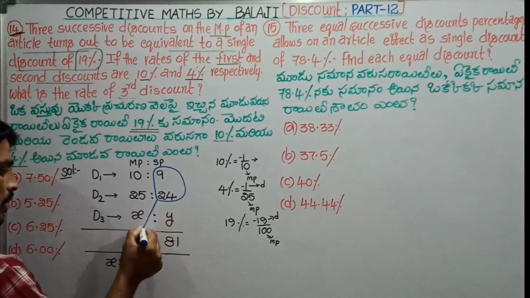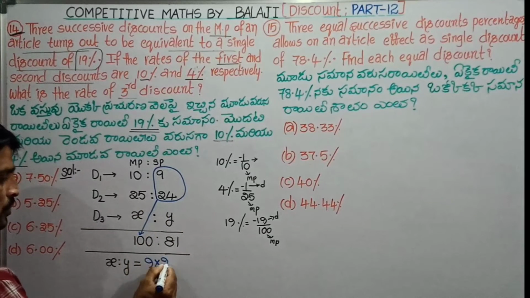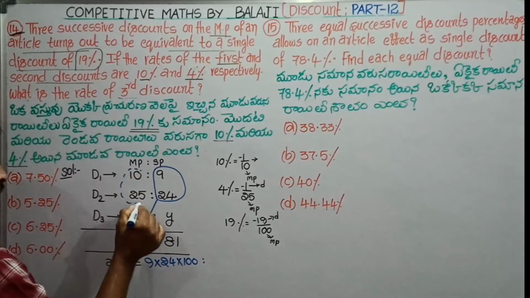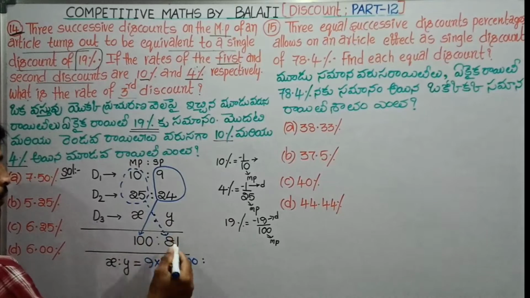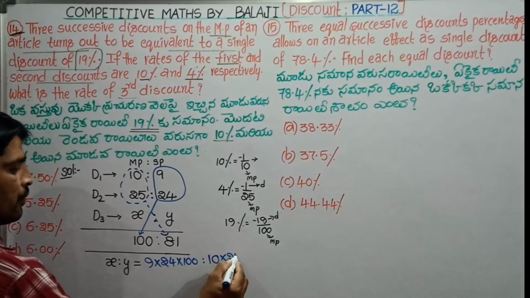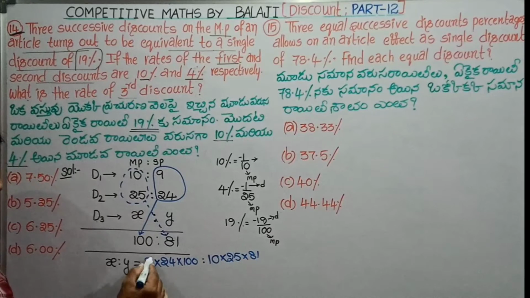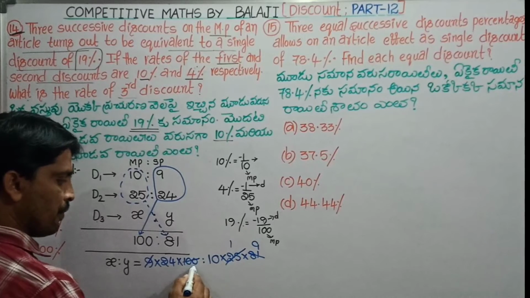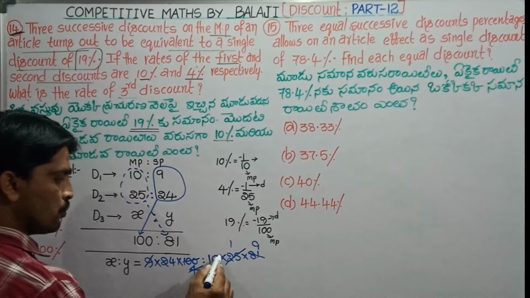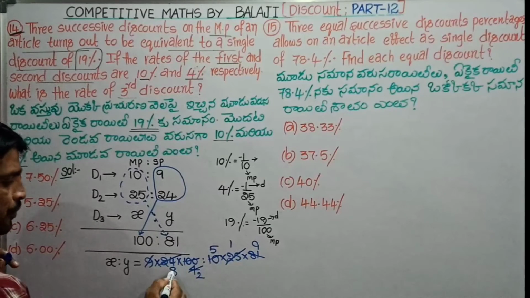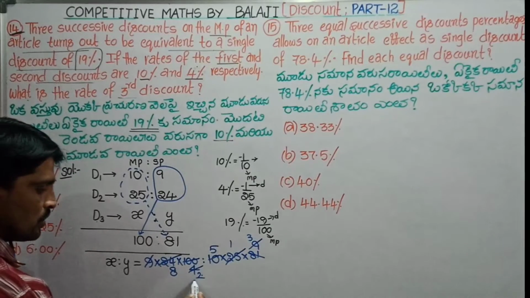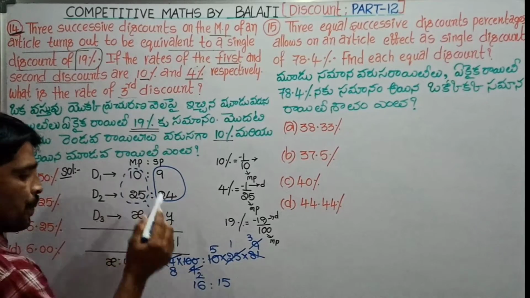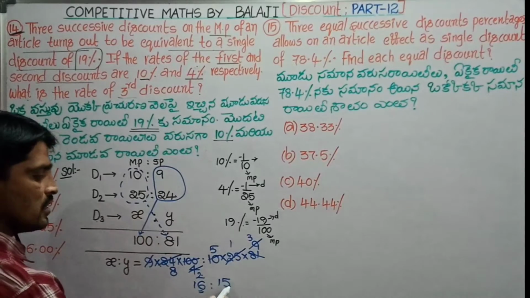9 into 24 into 100 is to 10 into 25 into 81. 9 ones, 9 nines, 25 ones, 25 fours, 2 twos, 2 fives. 3 eights are 24, 3 threes are 8 twos are 16, 5 threes are 15. That is, market price is 16 units, then selling price is 15 units.